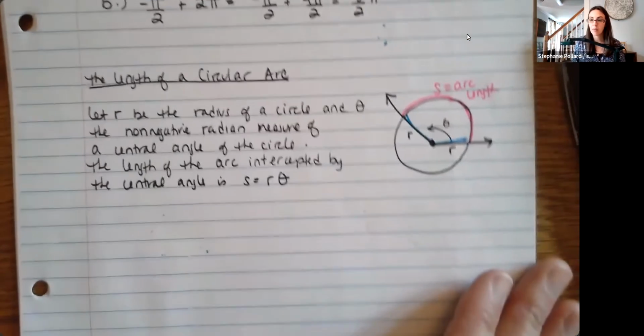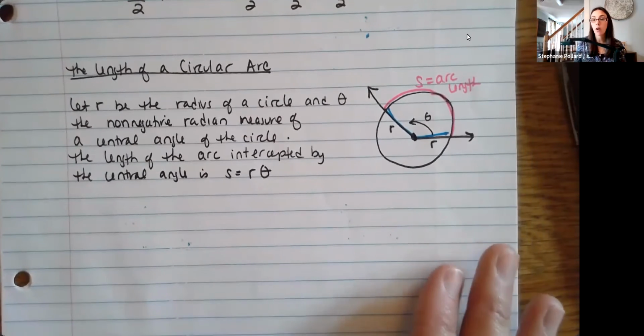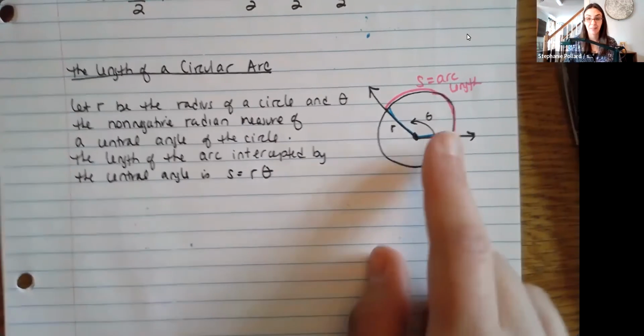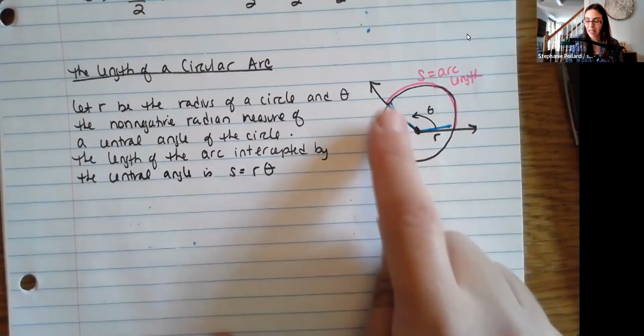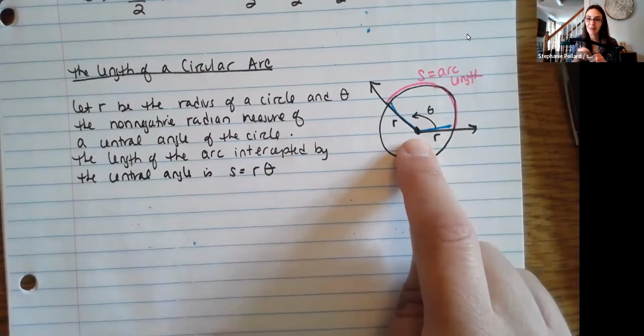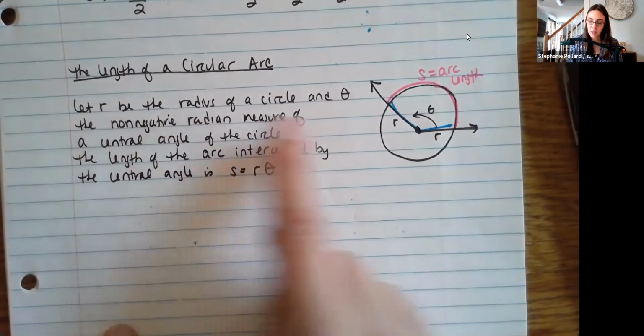Next, I want to look at a couple of applications here. The first one is the length of a circular arc. Now, I know my picture is not the best circle here, but this is a nice circle, and we have a central angle. This vertex is right at the center of the circle, and of course, R is the radius of your circle.